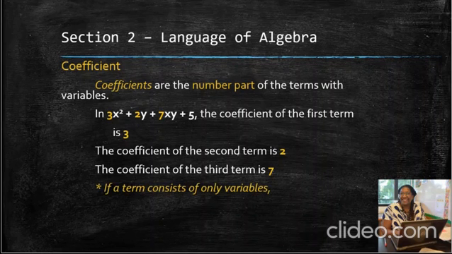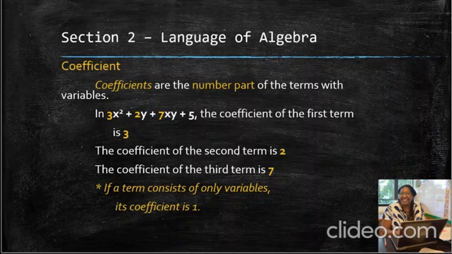If a term consists of only variables, then its coefficient is a 1. So if you had just x or just xy, if there is no number in front of the variable, then that coefficient is a 1. Even if you don't see it, you will never see 1xy or 1y. That's not the way it's written in algebra. But even if it's not there, just know the coefficient of a variable with no number is the invisible 1.